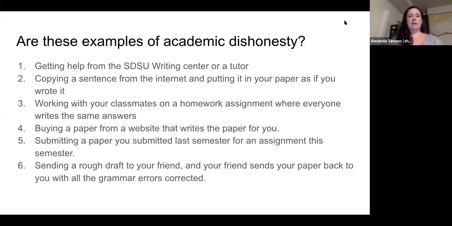All right, so I want to let you know that all of these, except for number one, are examples of academic dishonesty. The idea being that for the first one, it's quite all right if you're getting help from the SDSU Writing Center or a tutor. That is absolutely an option, and we encourage you to use the resources that you have available to you so that you can get the help you need to do the best in the class. The others are examples of academic dishonesty, and we'll talk about those examples a little bit more later.